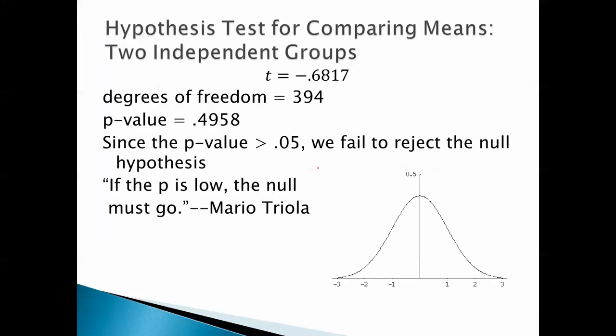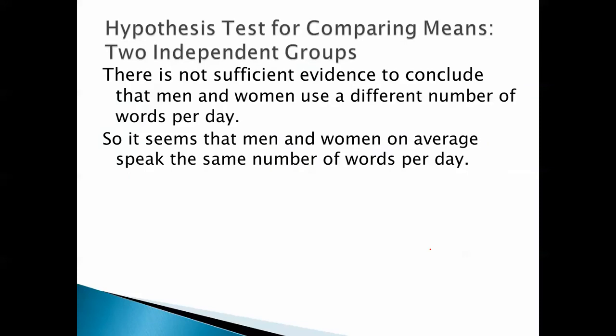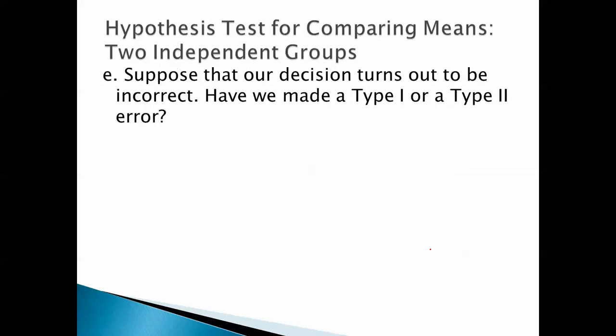Okay, so this is what we end up with. T equals negative 0.68. P is greater than 0.05. We fail to reject the null hypothesis. Okay, that's what we found for the p-value. We don't reject. We fail to reject. When the p-value is much greater than 0.05, this is what we say. There is not sufficient evidence to conclude that, and then we state the alternative hypothesis. So in this case, there is not sufficient evidence to conclude that men and women use a different number of words per day. So it seems that men and women, on average, speak the same number of words per day.